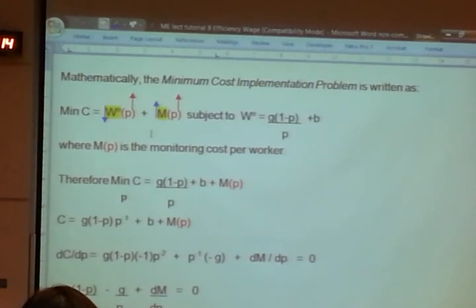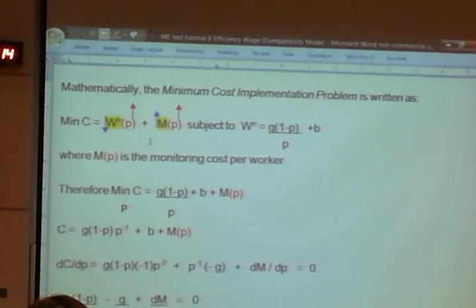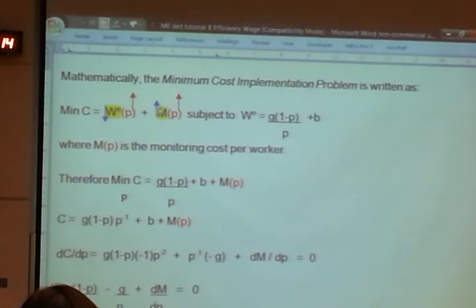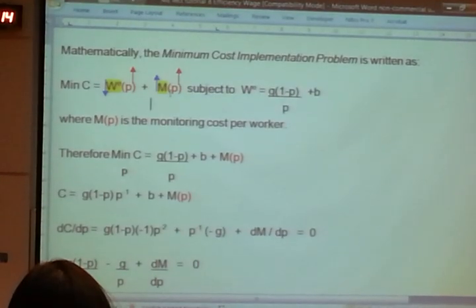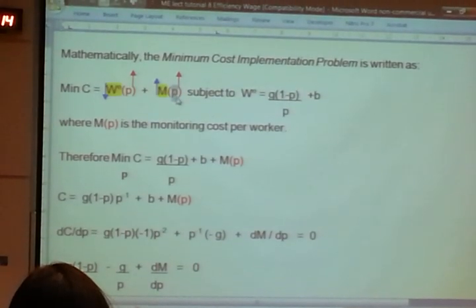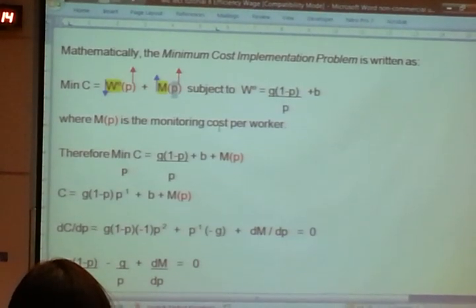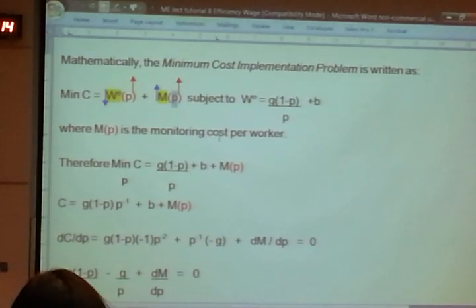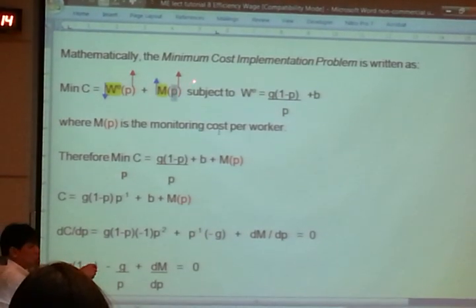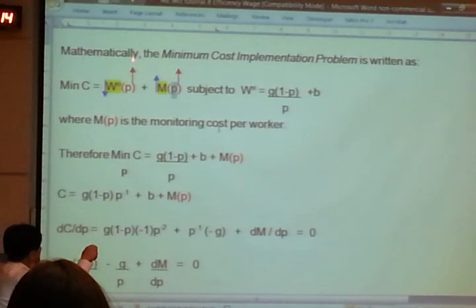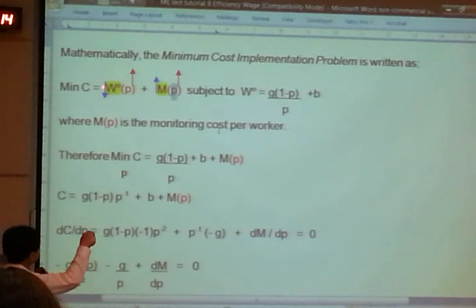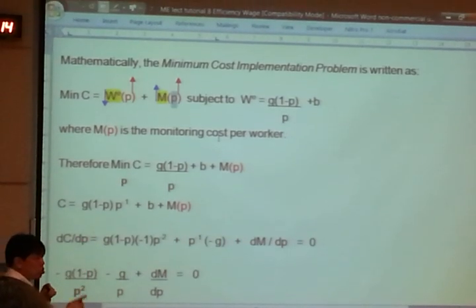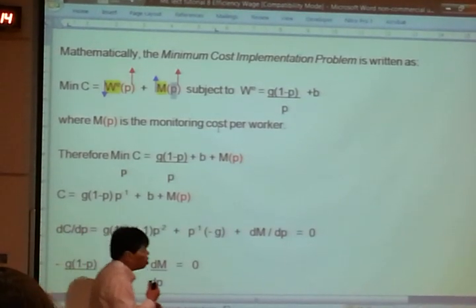But then there's a trade-off. You spend more money monitoring, the probability of detecting cheating is higher or lower? Higher. So don't worry about spending more money on monitoring, because the probability of detecting cheating is higher. But there's one problem. When the probability of detecting cheating is higher, will workers tend to cheat? No? So a lower efficiency ratio. So there's a trade-off. Understand?